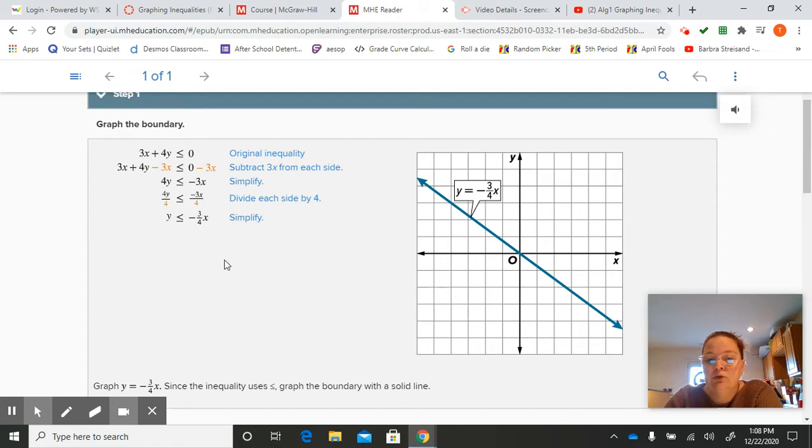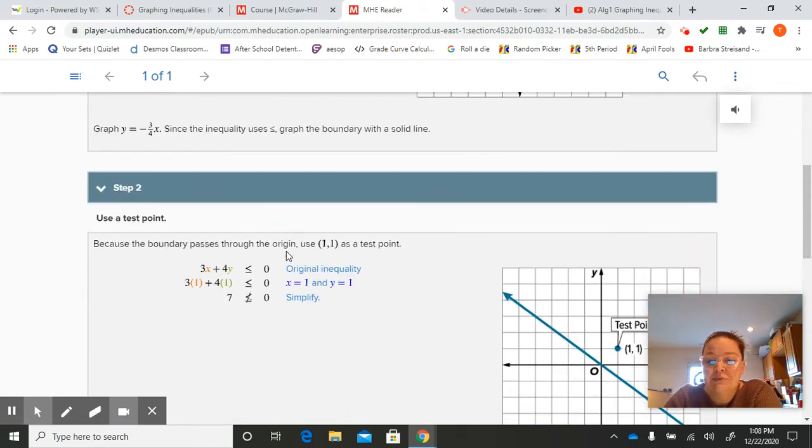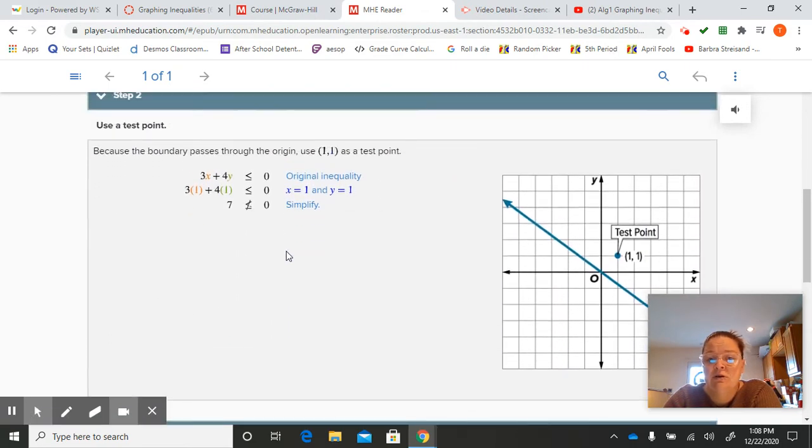It is less than or equal to, so we assume that we're going to be shading below the line, but we're going to use a test point to make sure. So step 2 is to pick a test point. Now, as we discussed, we're not going to use the point 0, 0 because that is actually on the line. So we're going to use the point 1, 1 instead.